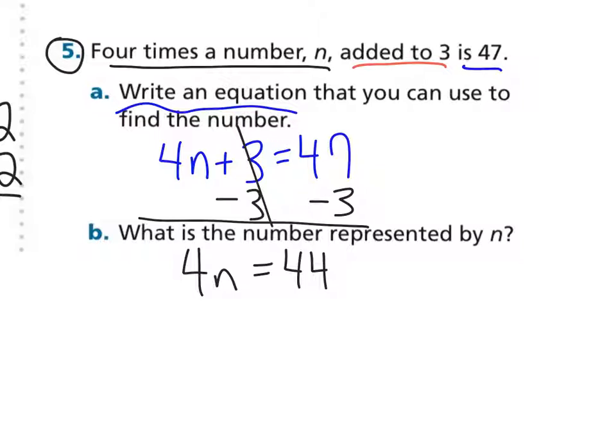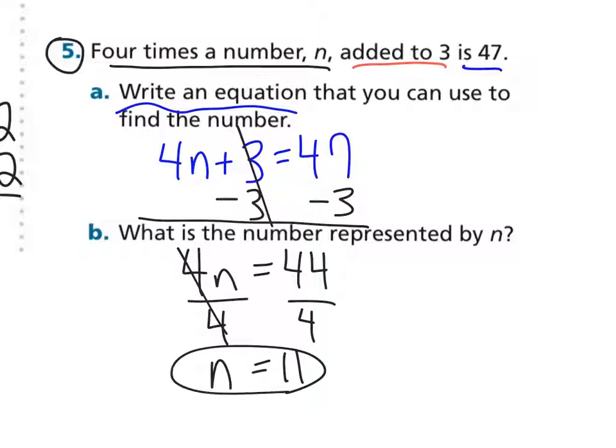And then they are multiplying. The variable is being multiplied by 4. So if we want to find what n is, we need to divide by 4. 4n divided by 4, 4 divided by 4 is 1, and 1n is the same as n. And then 44 divided by 4 would be 11. Once again, if you had time, you could substitute that back in the original equation to see if it works or not.